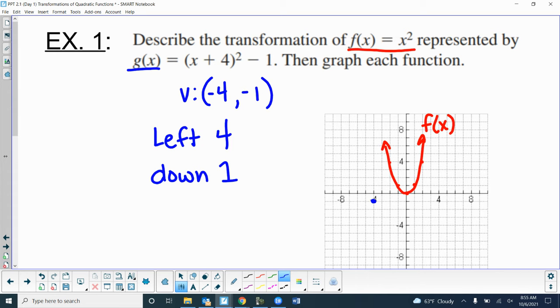Okay? So I could put numbers in. I could put 1 in there. 1 plus 4 is 5. Squared is, well, I guess -3. -3 plus 4 is 1. Squared is 1. Minus 1 would be 0. Or I could just go over 1, 2, 3, 4, and down 1, right? From these points already. 1, 2, 3, 4, down 1. So here's our g function.